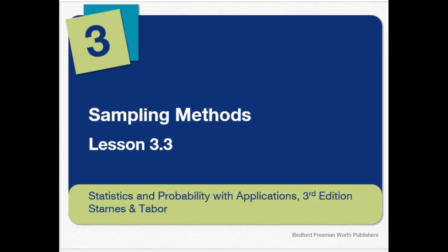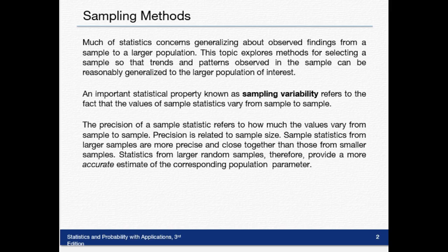All right, our last lesson in this section is on sampling methods, how to take a good sample that represents the population. So much of statistics concerns generalizing about observed findings from a sample to a larger population. This topic explores methods for selecting a sample so that trends and patterns observed in the sample can be reasonably generalized to a larger population of interest.